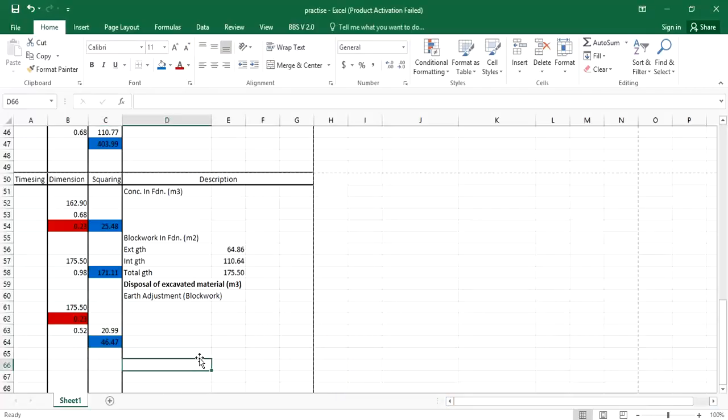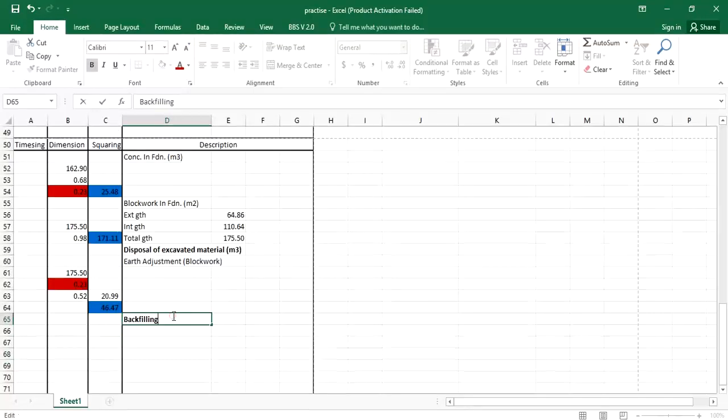So for our backfilling, after this disposal of excavated material, let's write backfilling excavated material, which is also measured in meter cube.